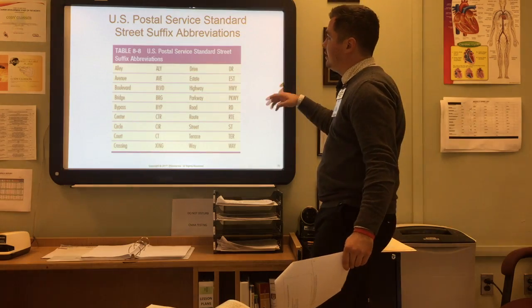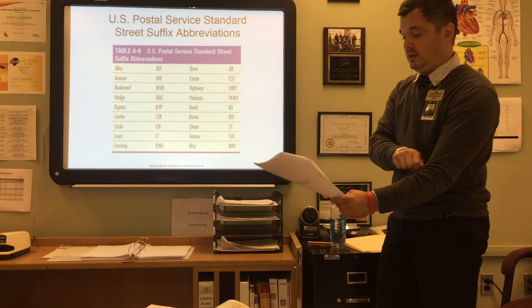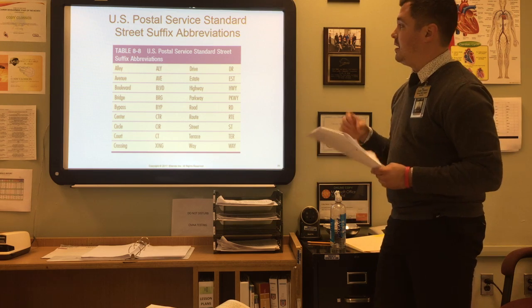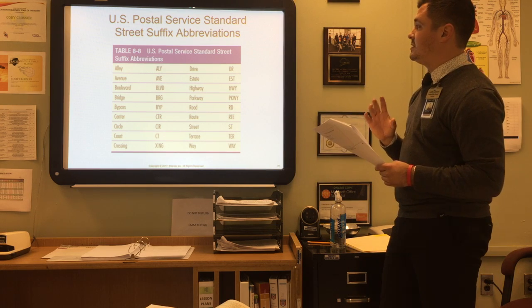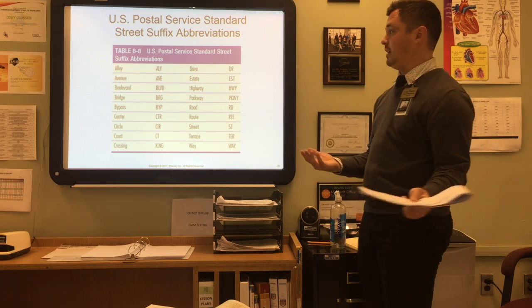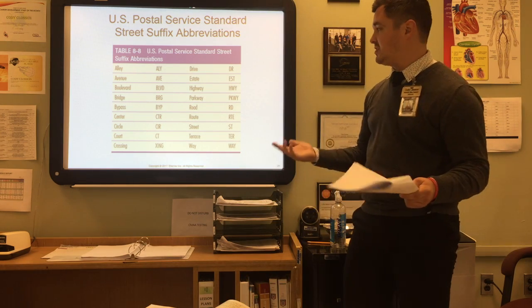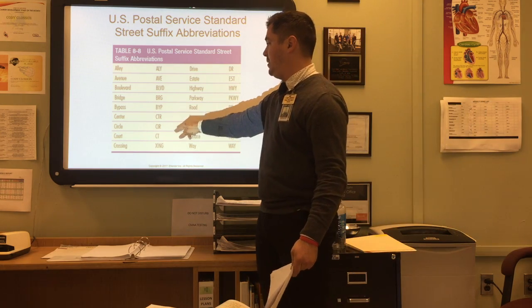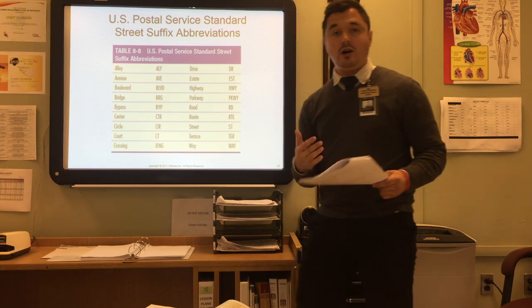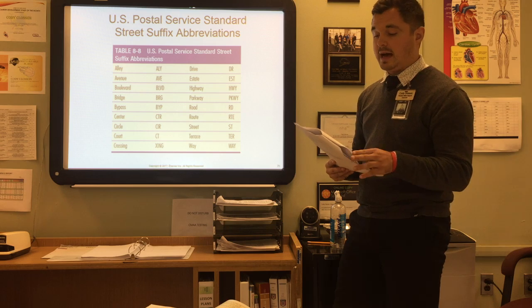If we get into the next slide, whenever you're dealing with addresses, if you look on page 115, there are U.S. Postal Service standard street suffixes and abbreviations. If you live on an avenue, the abbreviation is AVE. Or if you're sending it to a bypass or a circle, a bypass would be BYP, a circle would be CIR. Those are all abbreviations that are acceptable by the U.S. Postal Service, so you don't have to write out the entire address.